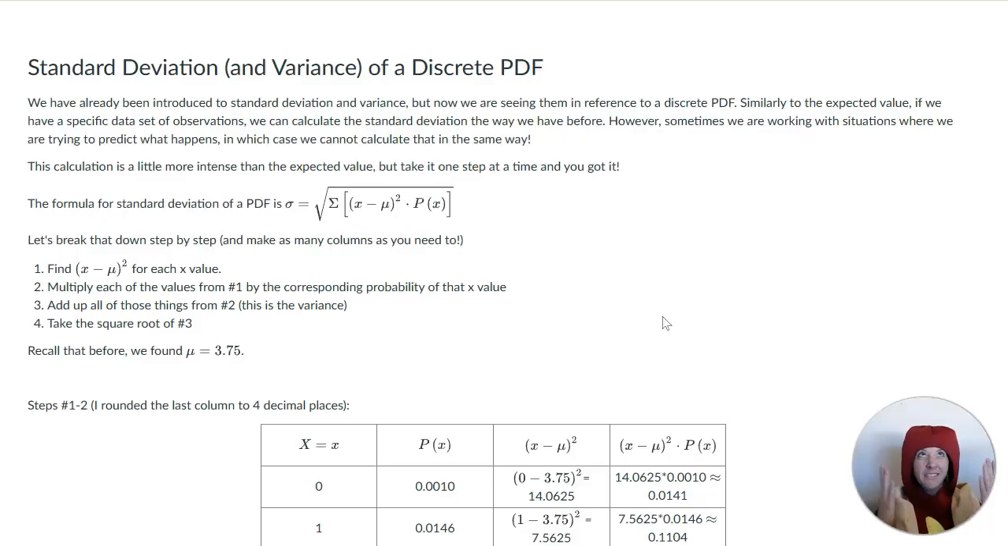using my favorite Excel function of all time, which is equals sum product. I feel like such a fun geek right now. Sum product is my favorite Excel function. Finding the expected value of these tables is like so fun to me.